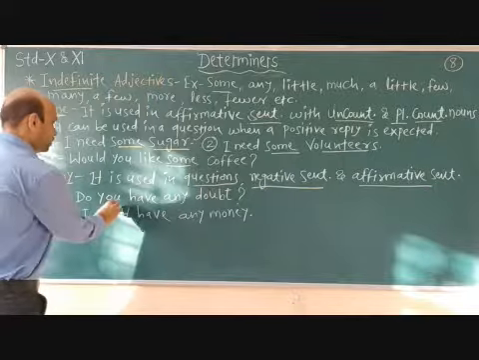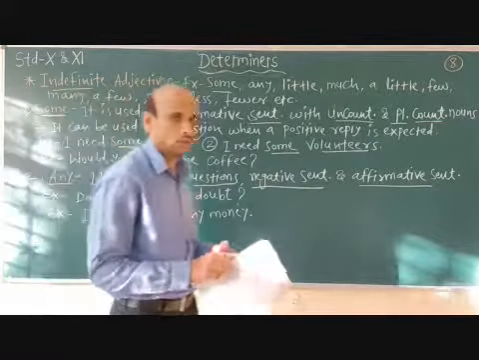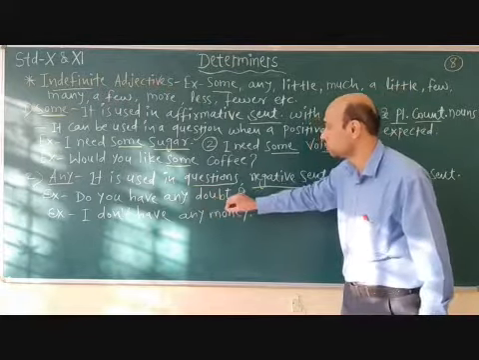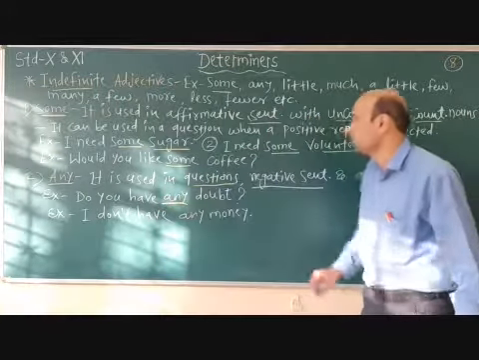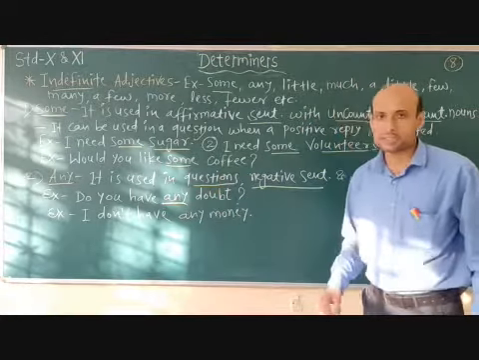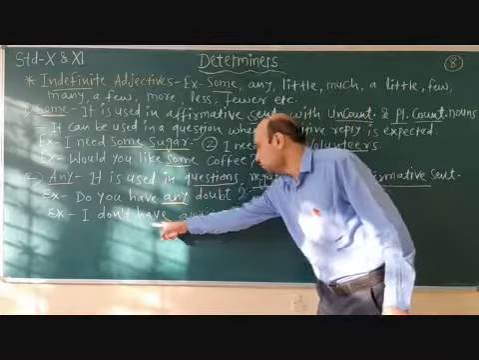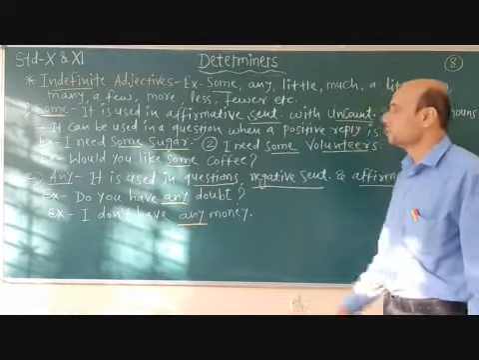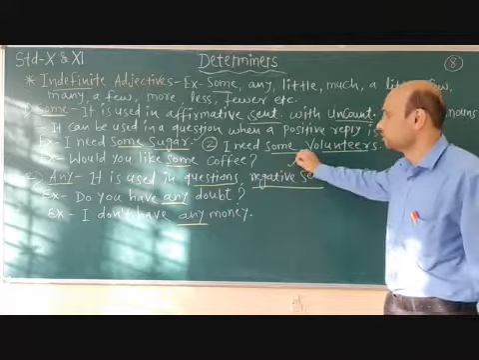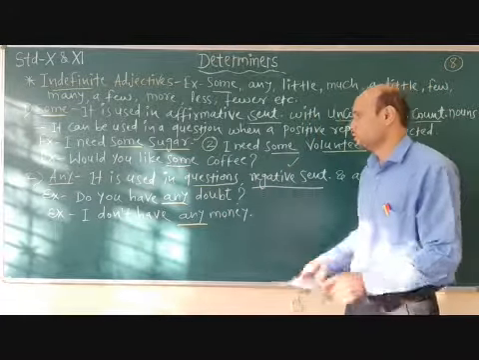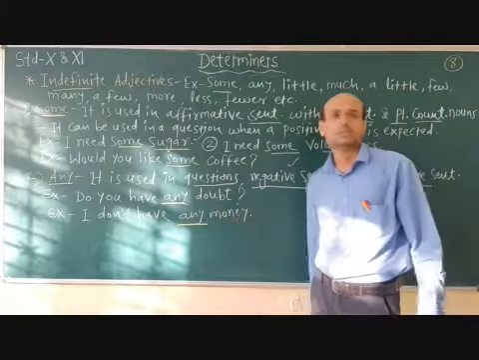For example, do you have any doubts? Look at this. As I told you, it is a question. Do you have any doubt? So here we have used any. In a question we can use this determiner. Look at the second example. I don't have any money. Any is used here. I don't have. It is a negative sentence. So in a negative sentence also we can use this determiner. I don't have any doubt.